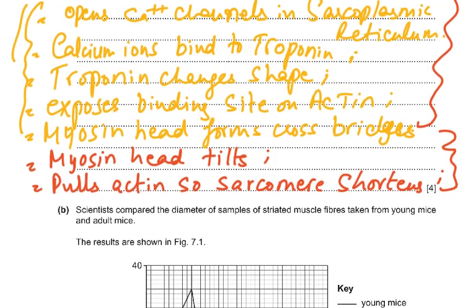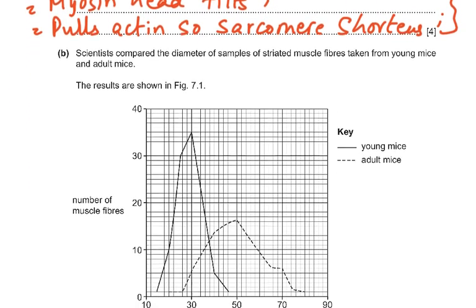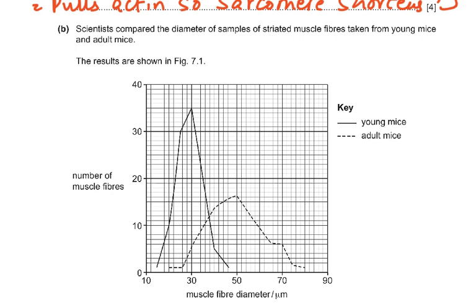Now we come on to the last part of the question. Scientists compared the diameter of samples of striated muscle fibers taken from young mice and adult mice. The results are shown. The young mice is this one, which I'm coloring in yellow, and the adult mice are these ones, which I'm coloring in red. And you have muscle fiber diameter, and you have number of muscle fibers.